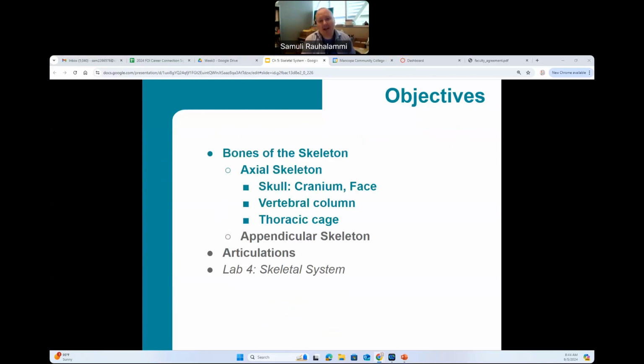And with the axial skeleton, we'll end up seeing mainly three main regions that we'll focus on. And then I believe on the next video, we'll have a look at the appendicular skeleton. We're going to be talking about articulations, so where the bones come together to form a joint, a little later.